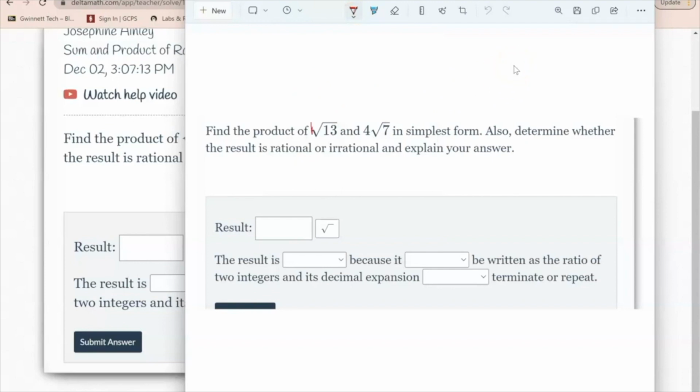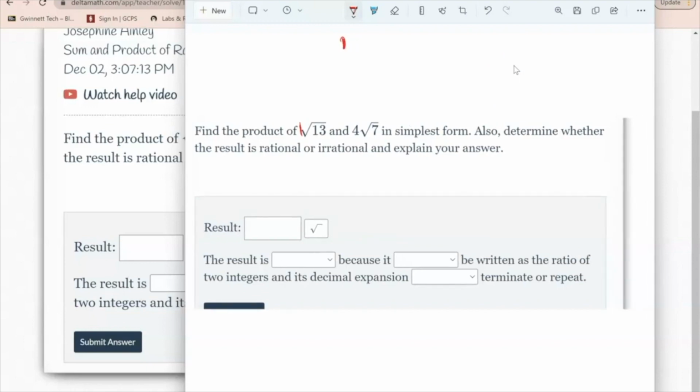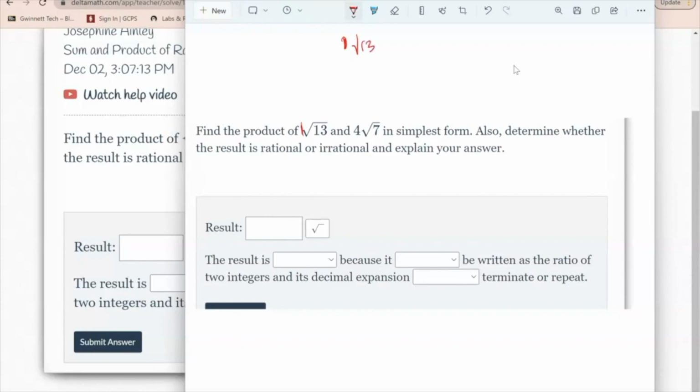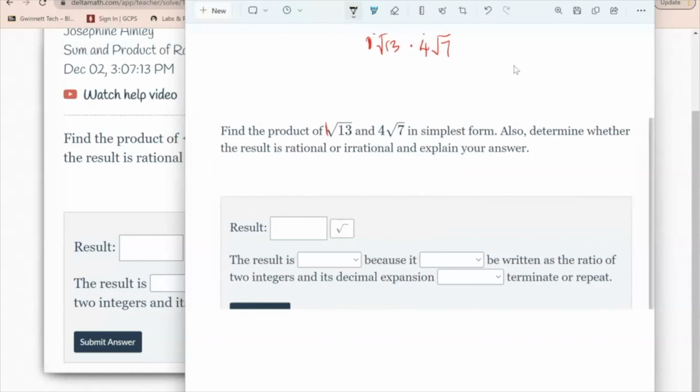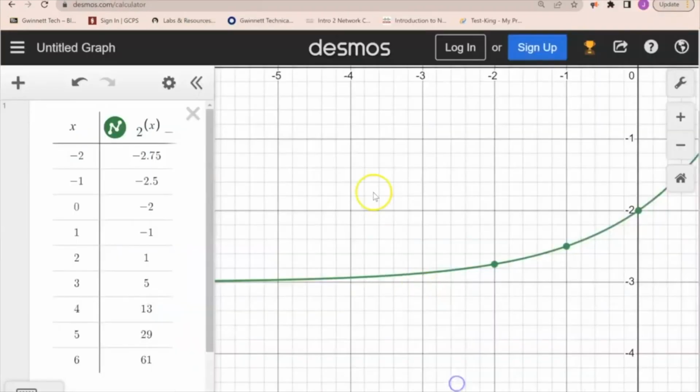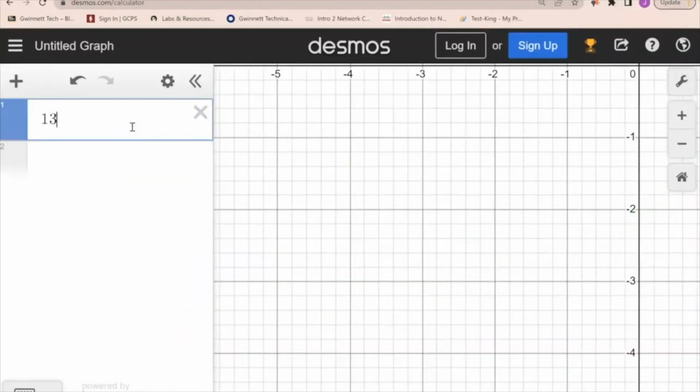So there's an invisible 1 right here. So this is 1 radical 13, excuse my bad handwriting, times 4 radical 7. All right, so multiply the outsides. 1 times 4 is 4. Multiply the insides, 13 times 7. And just pull up a calculator and do it with a calculator. 91.